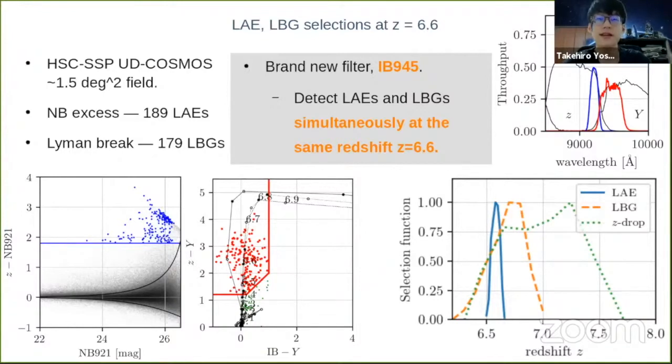As we select LAEs and LBGs separately, the redshift range and limiting magnitude of them are not the same. But to correct these differences, we apply these selection functions and limiting magnitudes to a simulation model when we calculate the neutral fraction. Please note that our methodology is a bit different from the typical Lyman alpha fraction with spectroscopic observations.